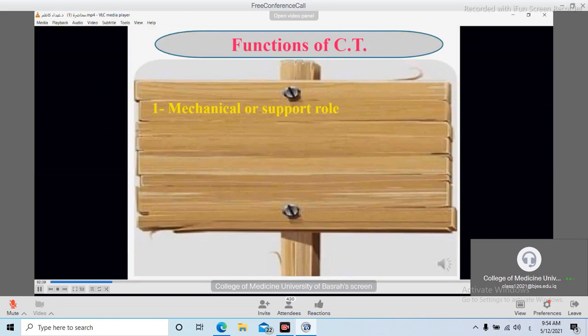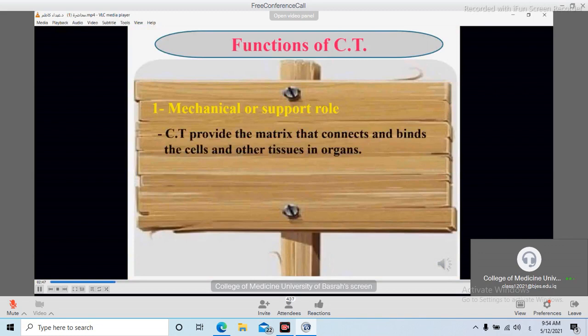The general functions of connective tissue include the mechanical or support role. The connective tissue provides the matrix that connects and binds the cells and other tissues in organs.